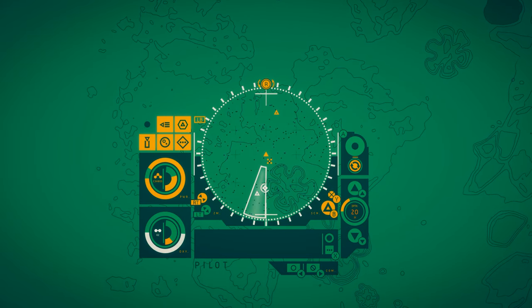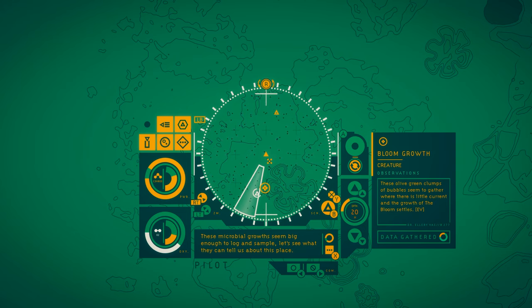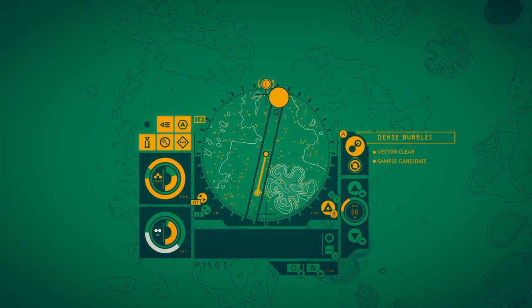Bloom growth, is that new? These olive green clumps of bubbles seem to gather where there is little current and the growth of the bloom settles. These microbial growths seem big enough to log and sample. Let's see what they can tell us about this place. Yes. Let's go.